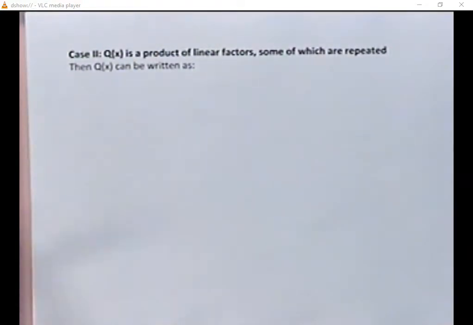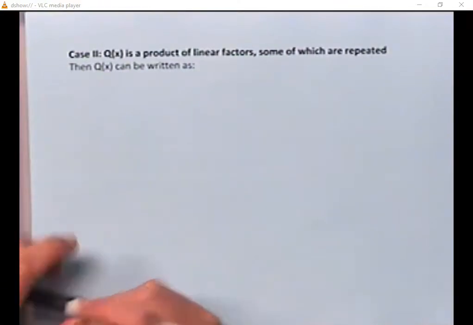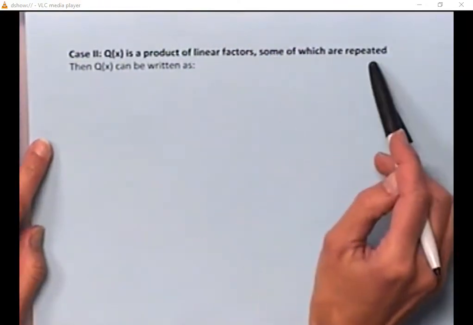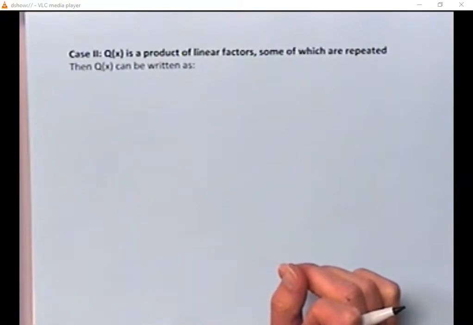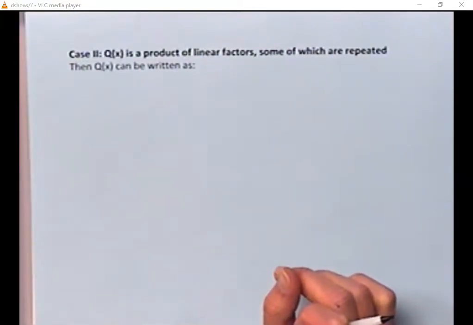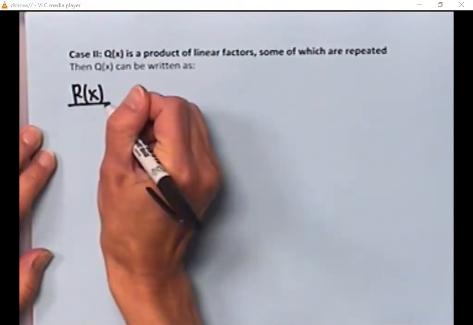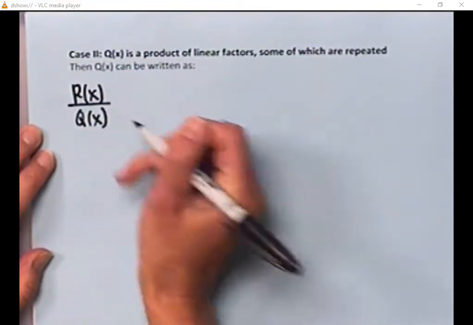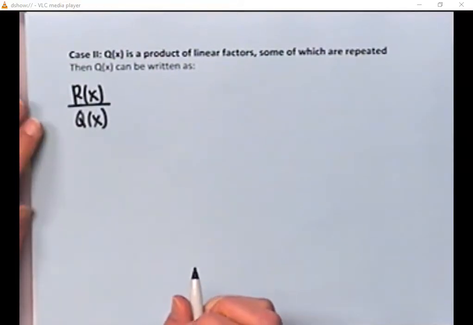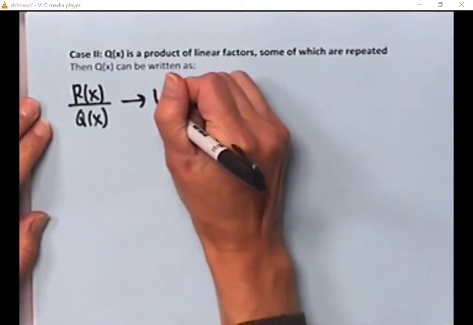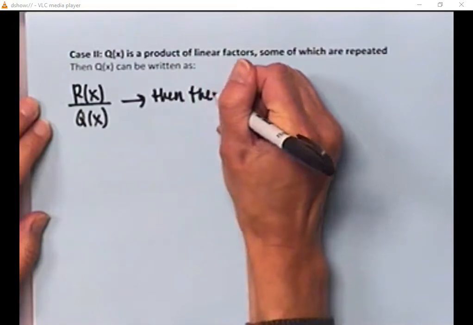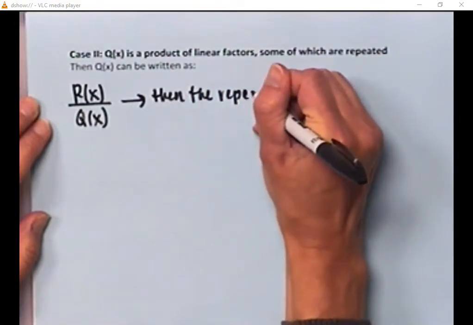So the case 2 we're going to start with today is a product also of linear factors, but some of them are repeated. So not all distinct, some of them are going to be repeated. If that's the case, then this is how we can write it if we have our R of x over Q of x. And then the repeated linear factors would be listed as the following.